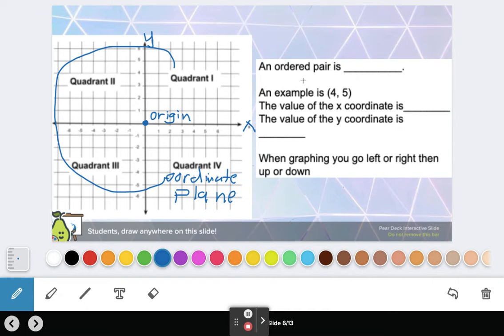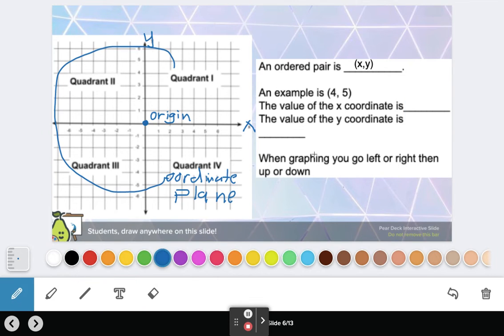So now it says an ordered pair. The way we identify it is writing our parentheses, x comma y. Okay, so every time they talk about an ordered pair or a coordinate pair, that's how you write it, x comma y with the parentheses around it. So it says here, the example 4 comma 5.